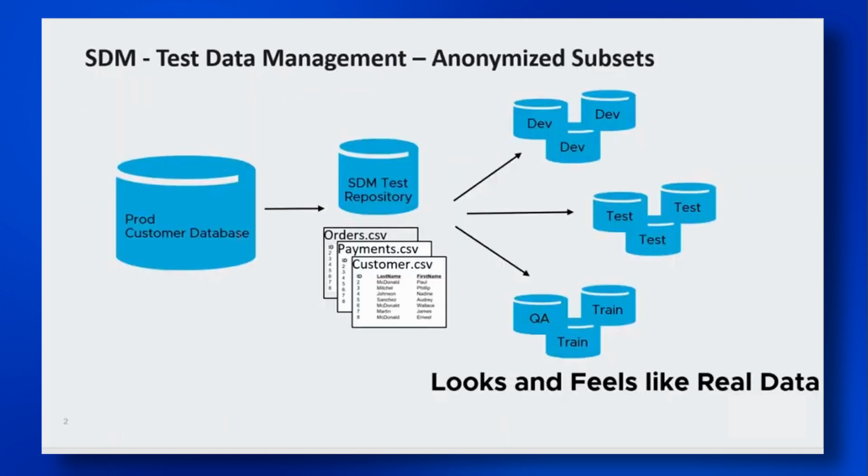Overall, what was accomplished is we took production data, made a small subset of it, and anonymized it and provided it to non-production use cases. It looks like real data, it feels like real data, but it is not real data. It is a safe instance of data for non-production users.